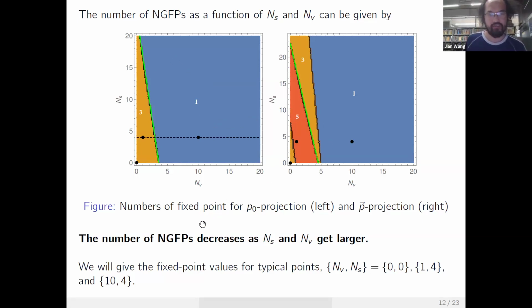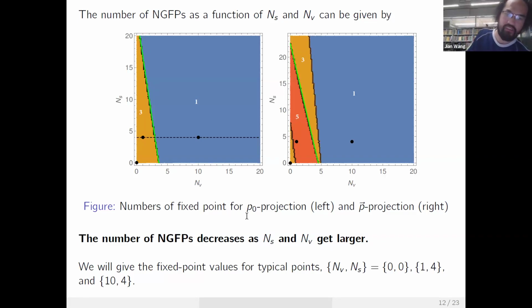And also we can see that if we increase the number of vector fields or the scalar fields, the numbers of the phase points will just decrease, right? If we go along this direction, yeah, the number of phase points will just decrease. Yes. Then after we have this picture, we can look at the phase point values of the system.